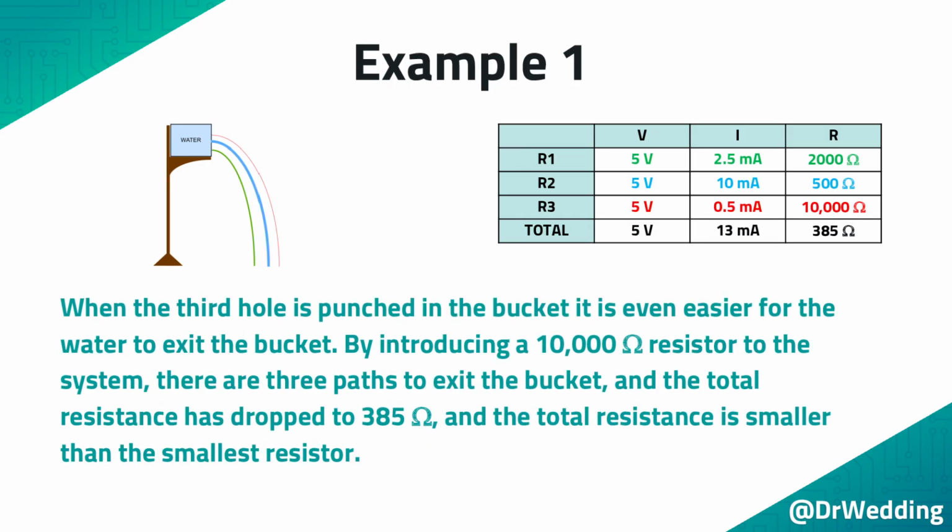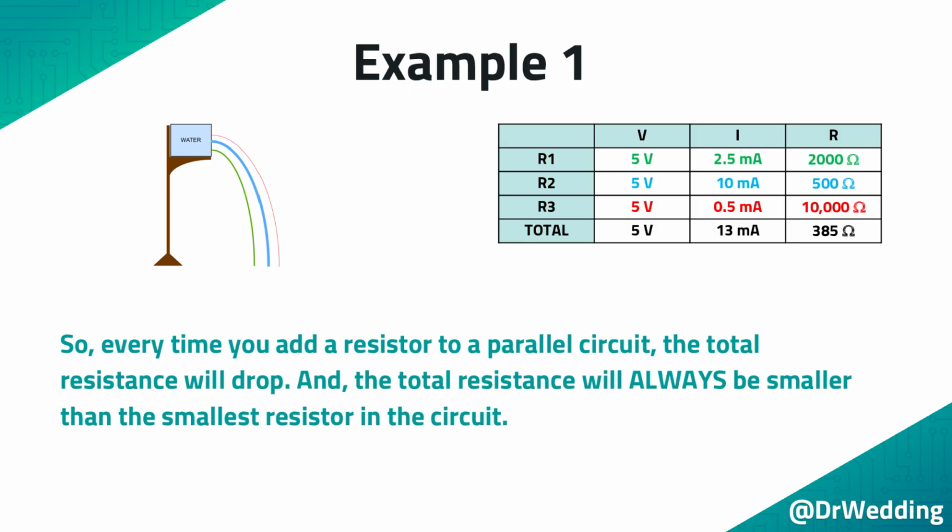When the third hole is punched in the bucket, it is even easier for the water to exit the bucket. By introducing a 10,000 ohm resistor to the system, there are three paths to exit the bucket, and the total resistance has dropped to 385 ohms, and the total resistance is smaller than the smallest resistor. So, every time you add a resistor to a parallel circuit, the total resistance will drop, and the total resistance will always be smaller than the smallest resistor in the circuit.